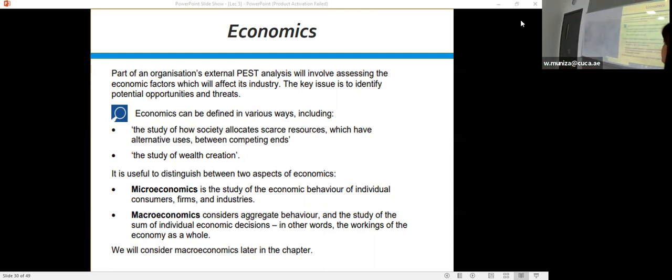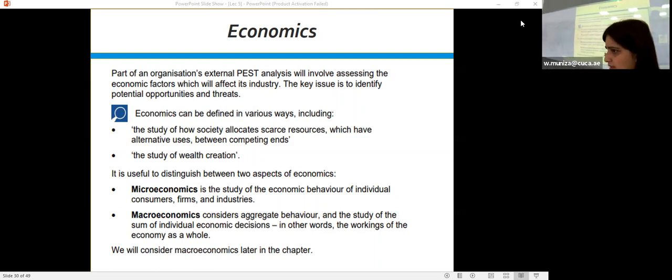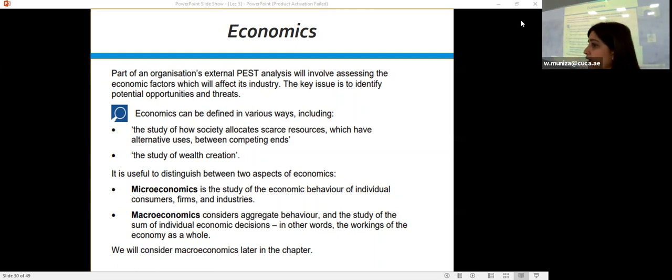It is useful to distinguish between two aspects of economics, microeconomics and macroeconomics. You can consider that microeconomics is a narrower term, whereas macroeconomics is the wider term, where macroeconomics covers the large area and microeconomics covers the smaller area. Microeconomics is the study of the economic behavior of individual consumers, firms, and industries, whereas macroeconomics considers aggregate behavior and the study of the sum of individuals' economic decisions, in other words, the workings of the economy as a whole.